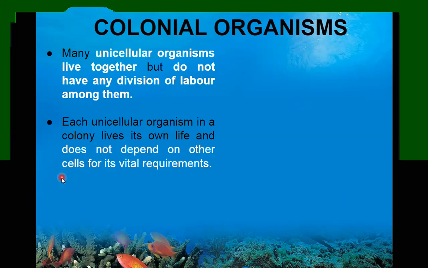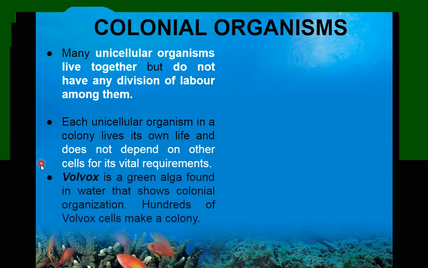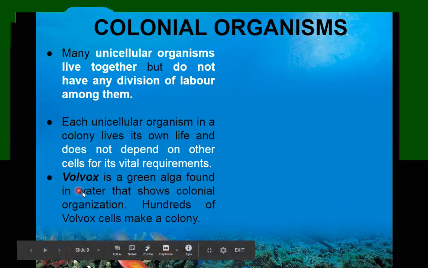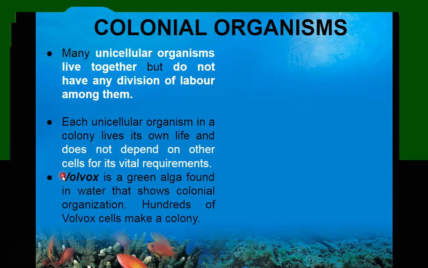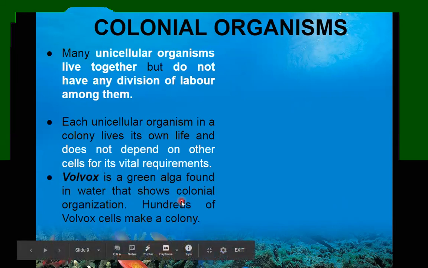One of the very best examples of the colonial organism, on which scientists are doing a lot of research and observing these microorganisms in order to understand how colonial organisms behave, is the volvox. Volvox is basically a green alga. We discussed in the previous slides one of the categories, that was protists, and they were unicellular. So these green algae are protists, and one of the best examples is volvox. And it is found in water, meaning aquatic habitat. Then they show the colonial organization.